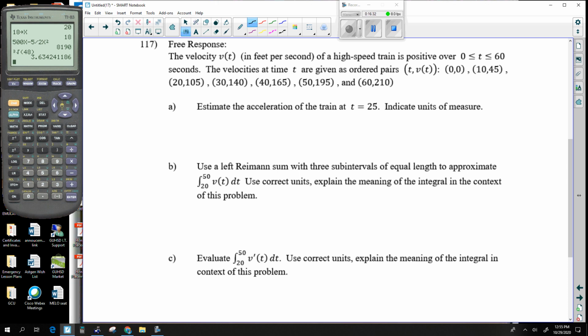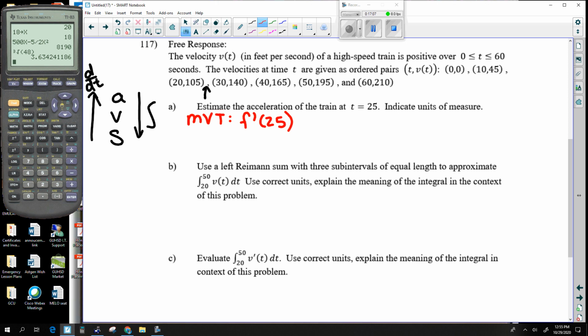Okay, acceleration, velocity, position. I take a derivative going up, and I can take an integral going down, all right? So if I need to estimate the acceleration at time 25, and these are velocities, what I'm going to do is take a derivative of that. And so the derivative is going to follow the mean value theorem, where I don't know what the derivative at 25 is, what the velocity at 25 is, but I'm going to say that that is equal to the average rate of change.